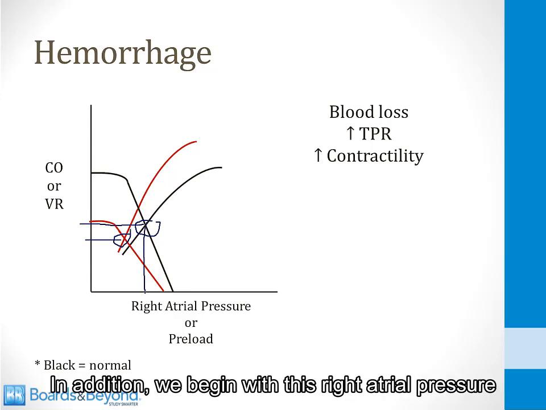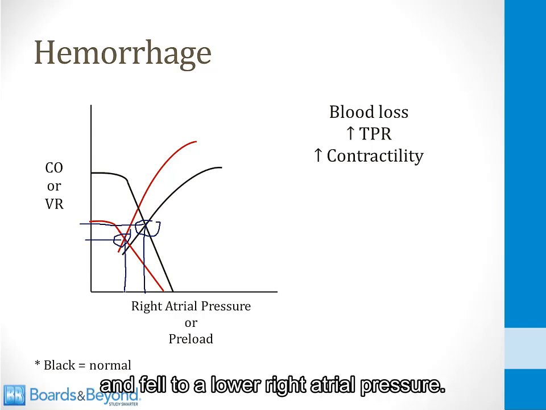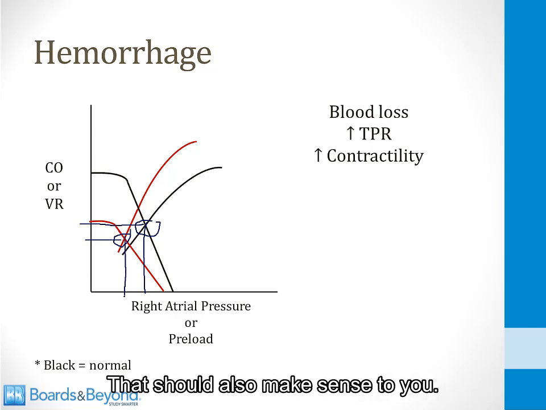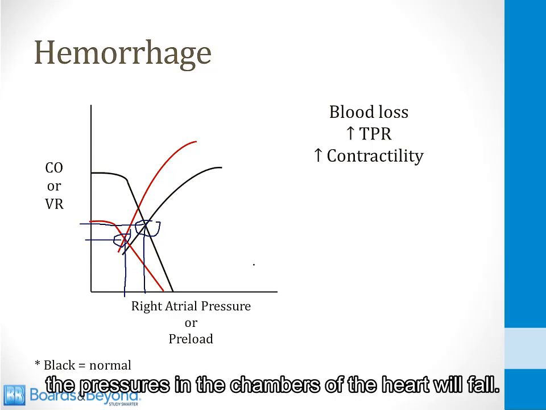In addition, we began with this right atrial pressure and fell to a lower right atrial pressure. That should also make sense to you. When there is blood loss, the pressures in the chambers of the heart will fall.